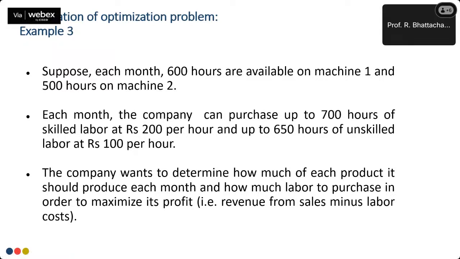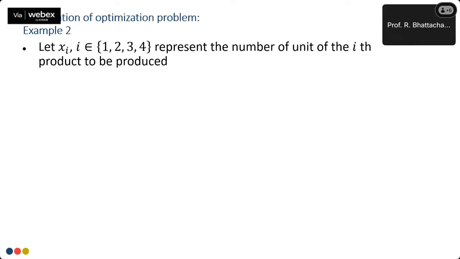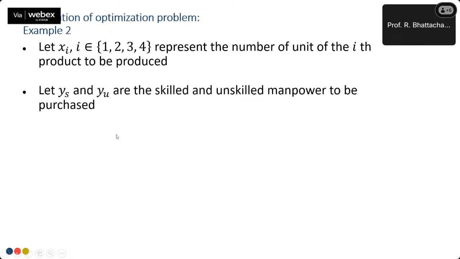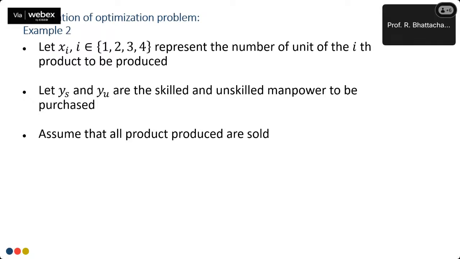Now the company wants to determine how much of each product it should produce each month and how much labor to purchase in order to maximize the profit. And profit we define as revenue from sales minus labor costs. So we put it in a formal mathematical setting. Let xi, i belonging to 1, 2, 3, 4, represent the number of units of the ith product to be produced. ys and us are the skilled and unskilled manpower to be purchased. And we are assuming that whatever we produce is sold, so that we do not have any leftover.